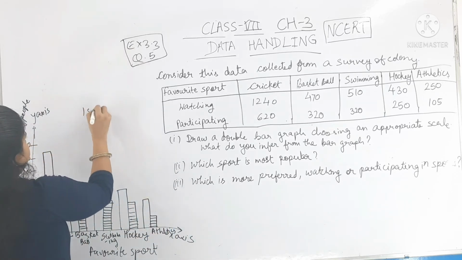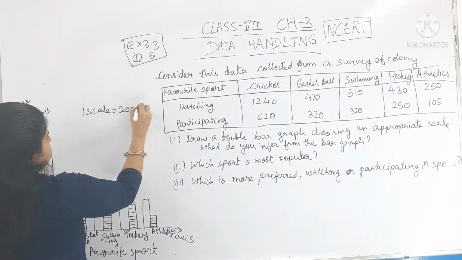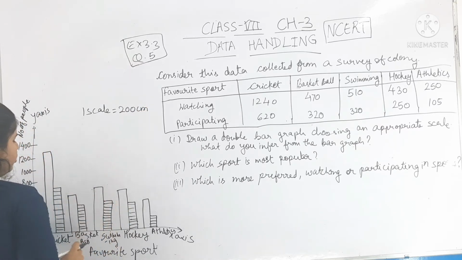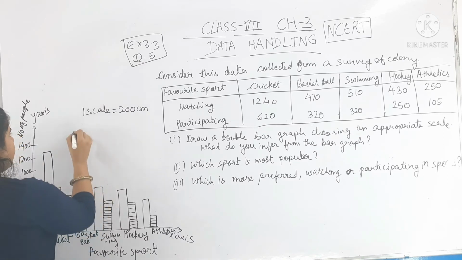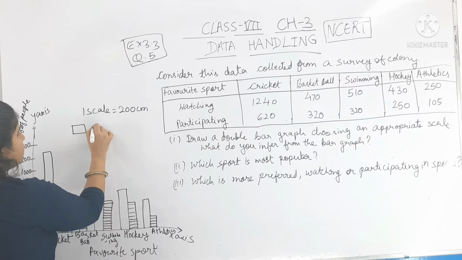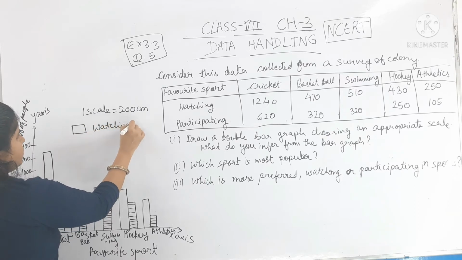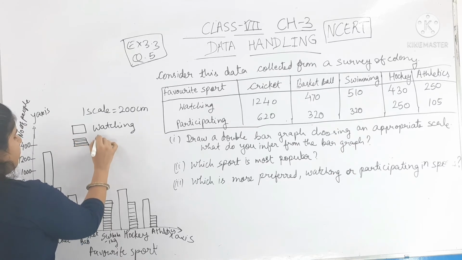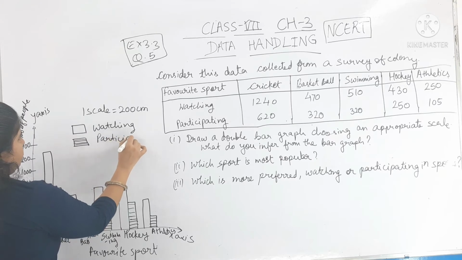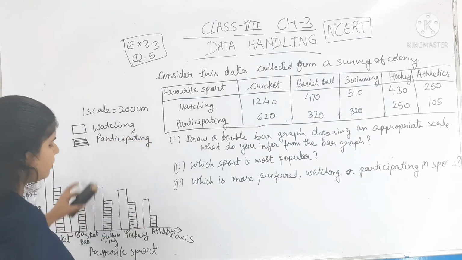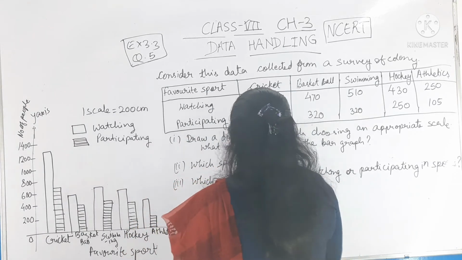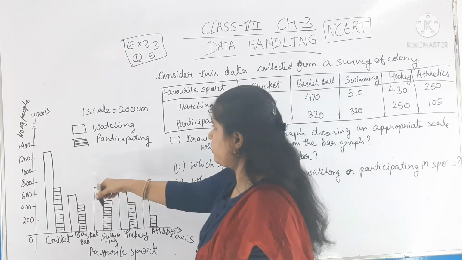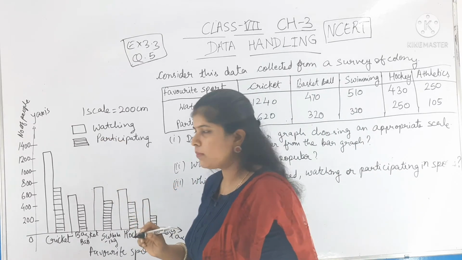So here I had taken one scale. You have to mention in your bar graph how much scale you have taken, and which mark denotes watching and participating. This is for watching and this is for participating. Like this you have to draw the double bar graph. Okay, now what do you infer from the bar graph? The information from the bar graph: the number of people watching and participating.